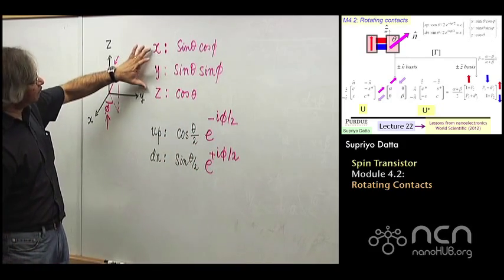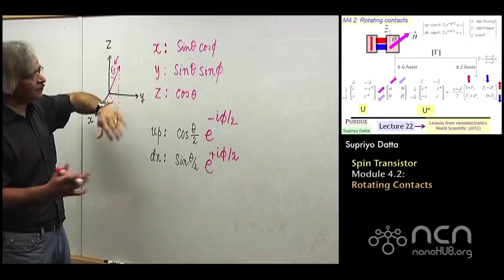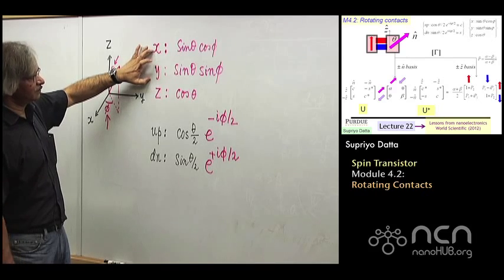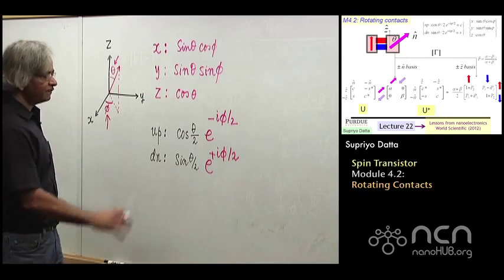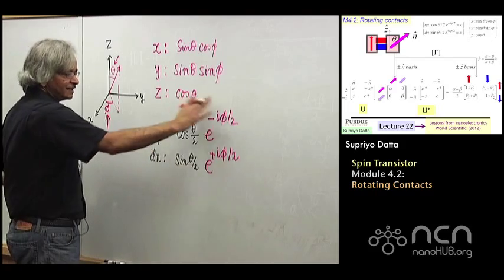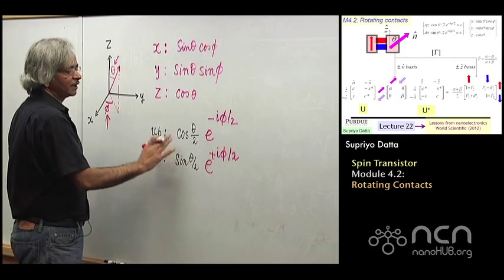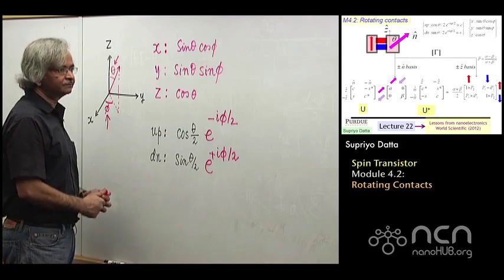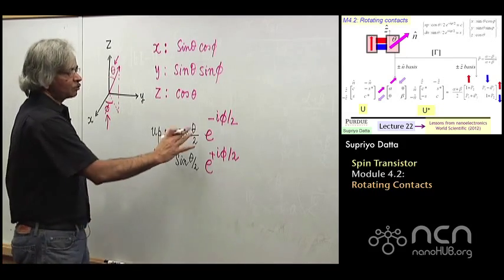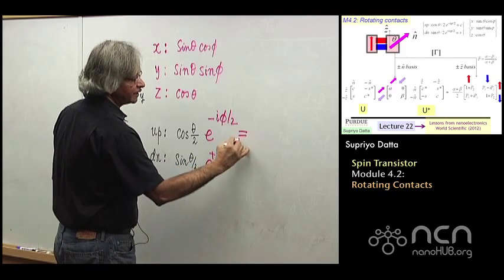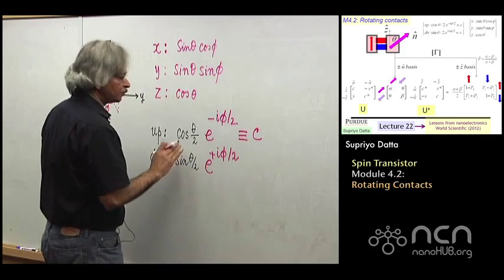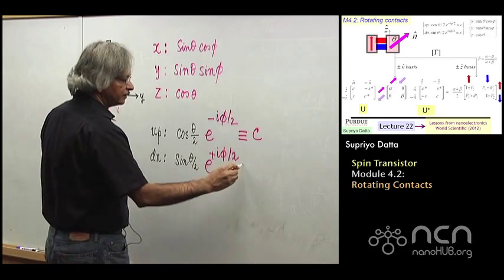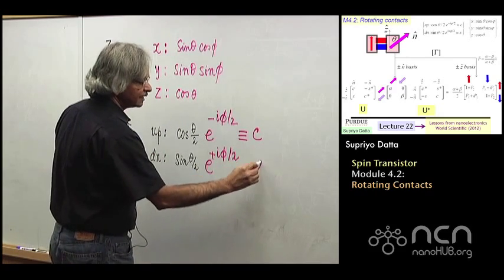Now, these components of vectors, of course you have seen for a while. That's something you see first as a freshman possibly, or even earlier, whereas this is totally new. But at this moment I'm saying, let's just accept it and let's see how other things follow from it. Now, this quantity I'll just write as C. That's cosine theta over 2 exponential minus i phi over 2. And this quantity I'll write as S.